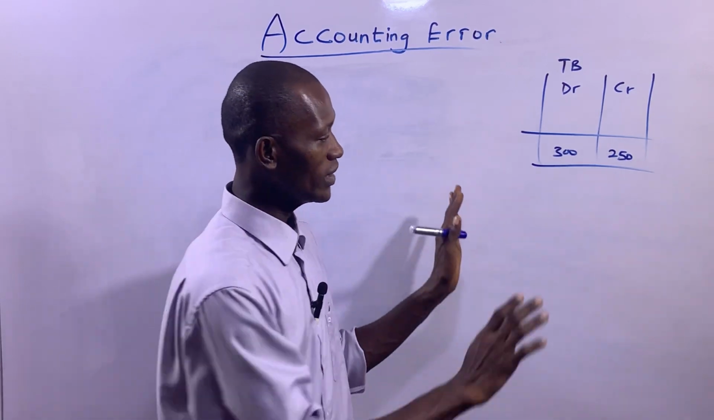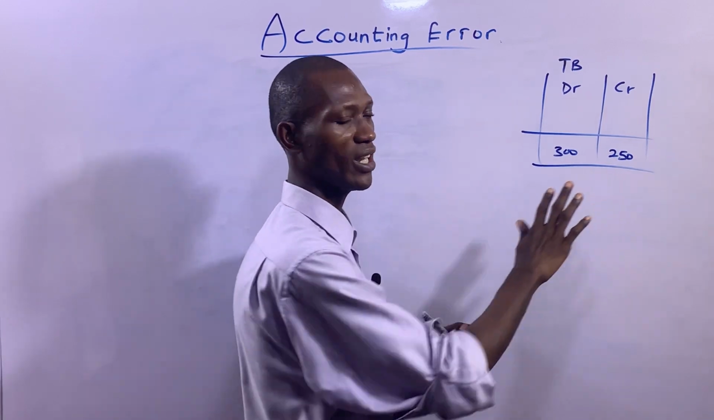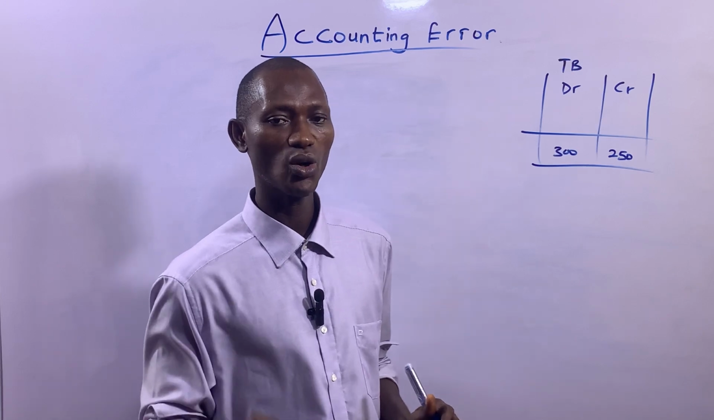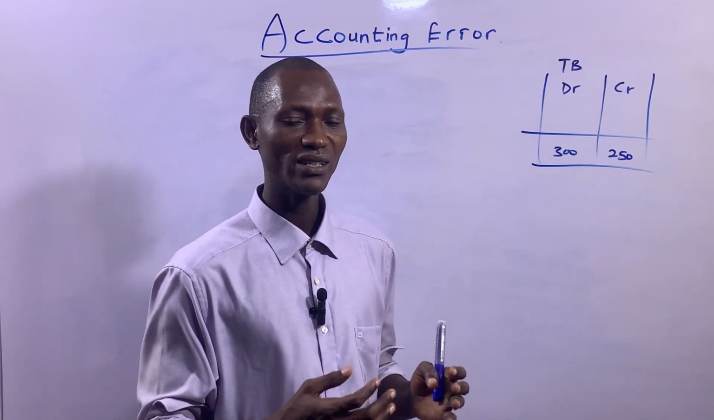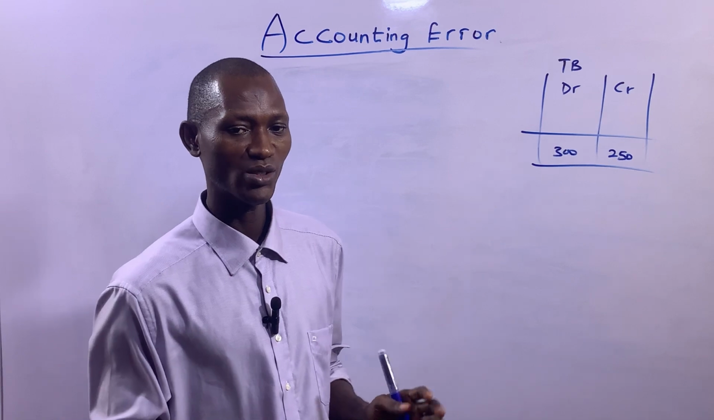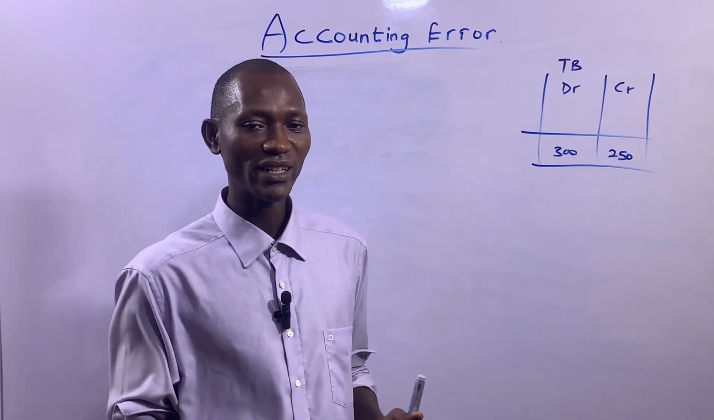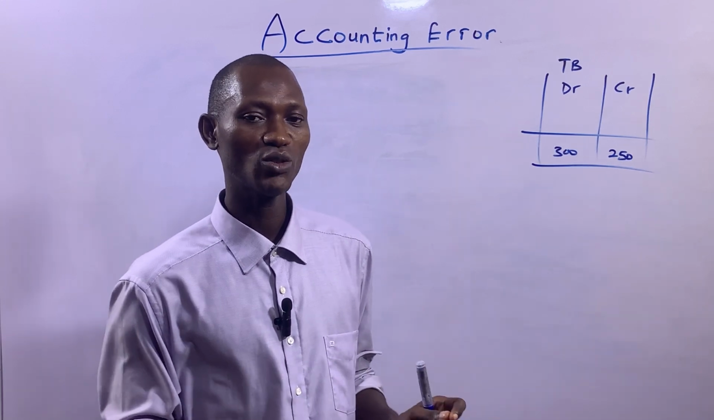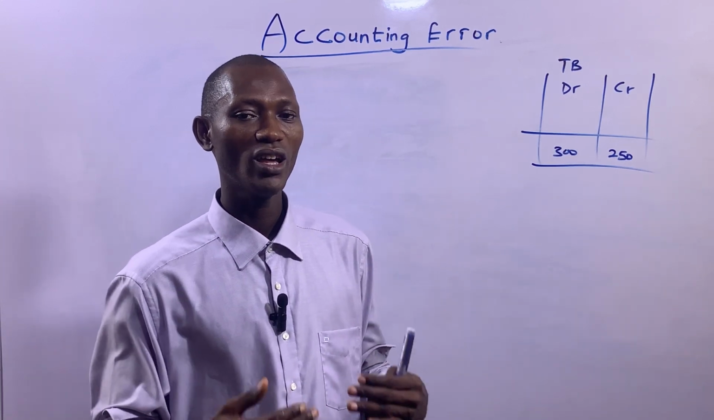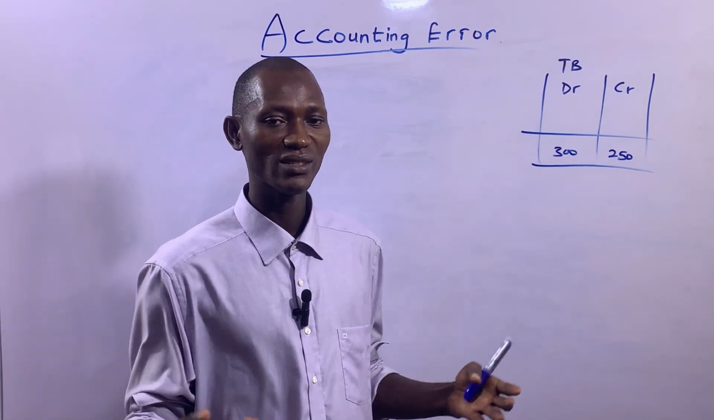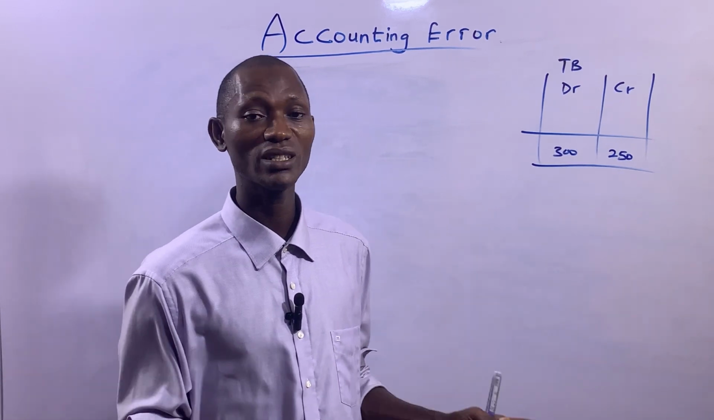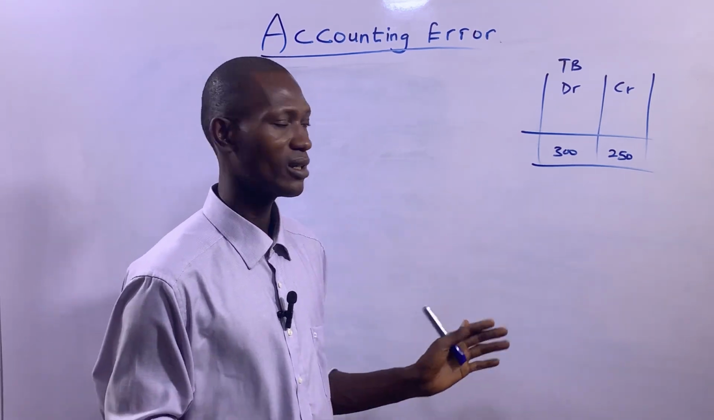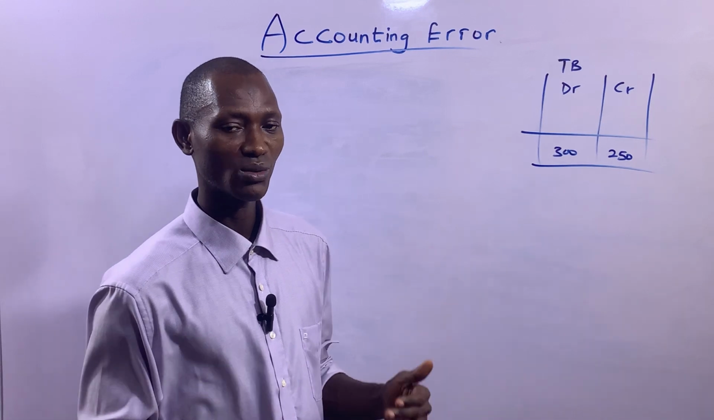When the two sides of the trial balance are not the same, it means there are errors in the books, and those errors are called errors affecting the agreement of the trial balance. These are errors that will distort the agreement of the trial balance, or errors that will make the two sides of the trial balance not to be the same. Those are other ways you can say errors that will be disclosed by the trial balance.